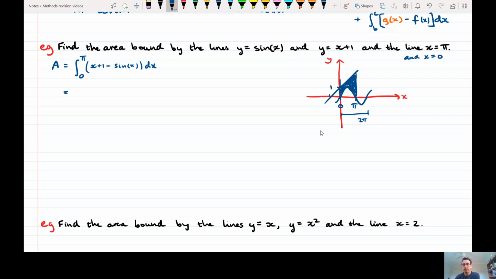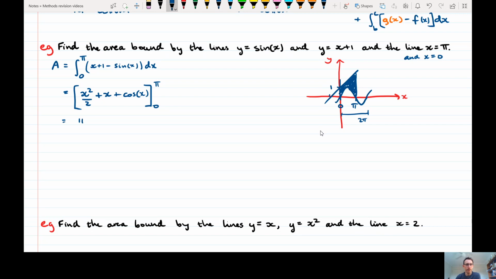And at this point, I integrate and solve. So x becomes x squared over 2, 1 becomes x, negative sign becomes positive cosine. You need to know your integration rules to do this clearly. And we substitute 0 and pi in.